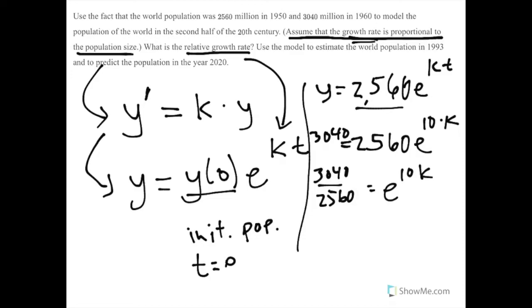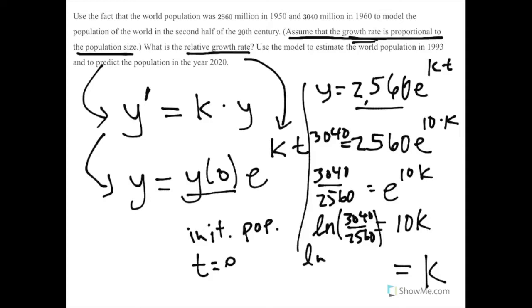Take the natural log of both sides. When you take the natural log, the 10k drops down in front, and the natural log of e is just 1. So in other words, you get 10k equals the natural log of 3040 divided by 2560. And then go ahead and divide both sides by 10. So k is the natural log of 3040 divided by 2560, all divided by 10.